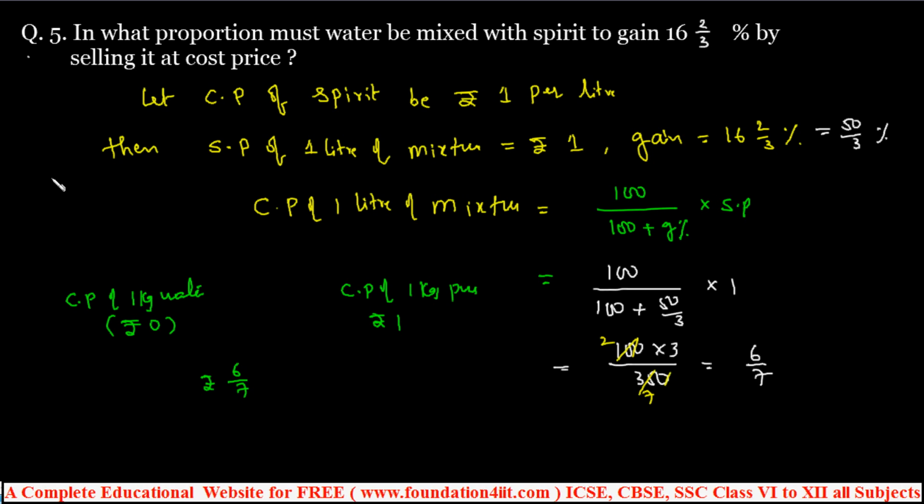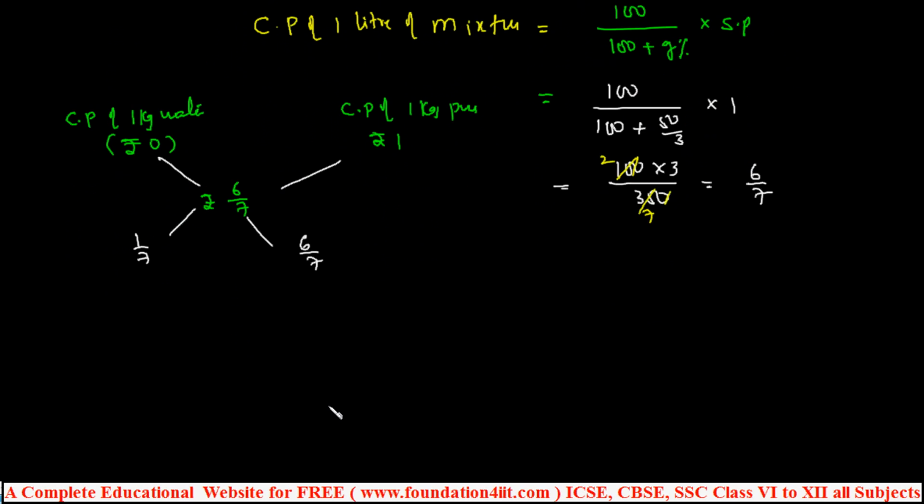So according to the alligation rule, cross subtraction here, this minus this, same will get 6 by 7, and 1 minus this is 1 by 7. Okay, 1 minus 6 by 7 is 1 by 7. So 1 by 7 and 6 by 7. So this is the water and this is the spirit. So quantity of water by quantity of spirit by using this. So therefore quantity of water by same quantity of the spirit.